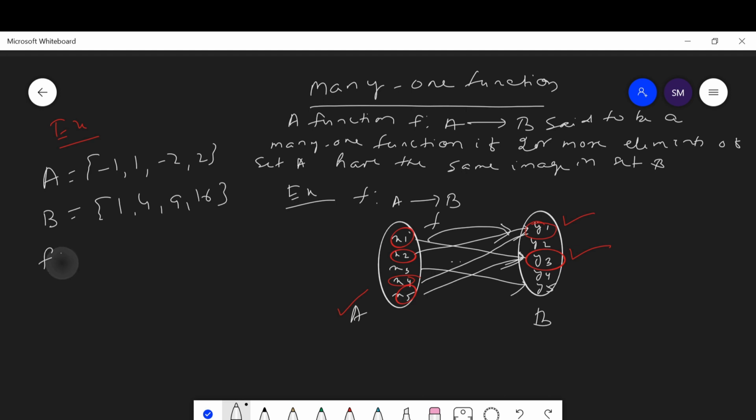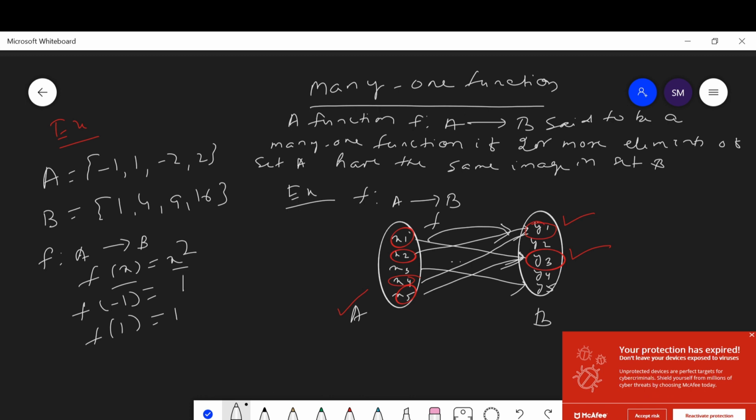Then let f be a function from A to B in such a way that f(x) is equal to x square. Then f of -1 is equal to 1 and f of 1 is also 1. Because f(x) is equal to x square, this means f(-1) is -1 square, which is 1. f of 1 is 1 square, which is also equal to 1. Then f of -2 is equal to -2 square, which is equal to 4. f of 2 is 2 square, also equal to 4. This is a many one function.